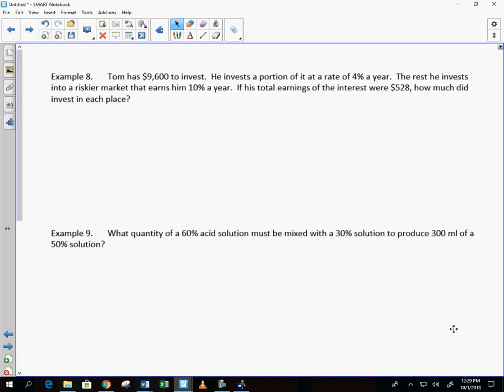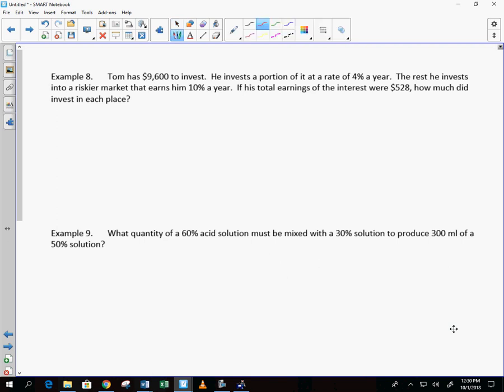He invested $9,600. He put in a portion at 4% during the year. He invested the rest in a riskier investment. He got 10%. And his total earnings were $528. His question is, how much did he invest in each place?